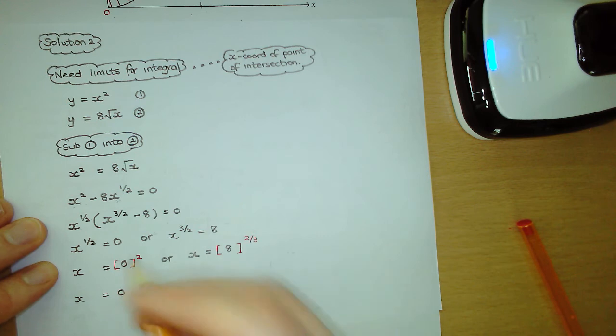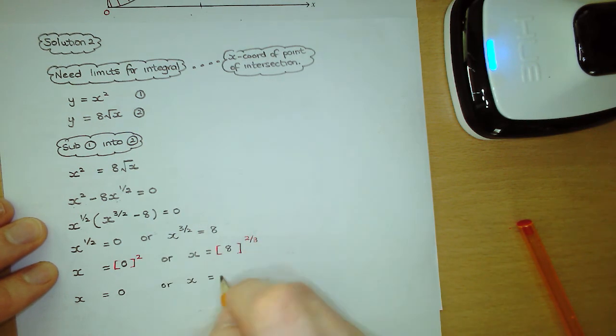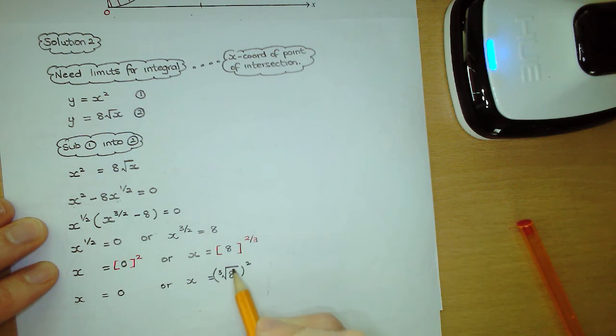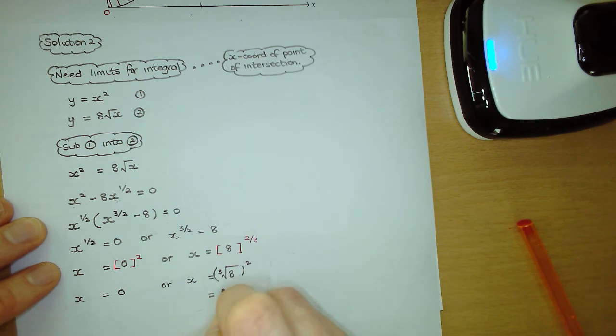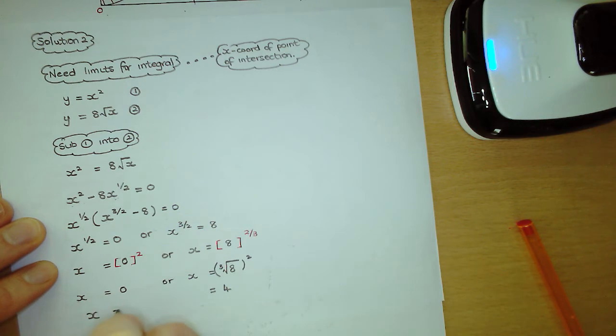Or x is equal to 8 to the power 2/3, which means we're taking the cube root of 8, and then squaring the result. Again, you can put the power 2 outside, or you can put the 2 underneath the root, it doesn't matter. So the cube root of 8 is going to be 2. 2 squared is just going to give us 4. So we've got x equals 0 or x equals 4. So we've now got the limits for our integral. These are the values of x that the area lies between.